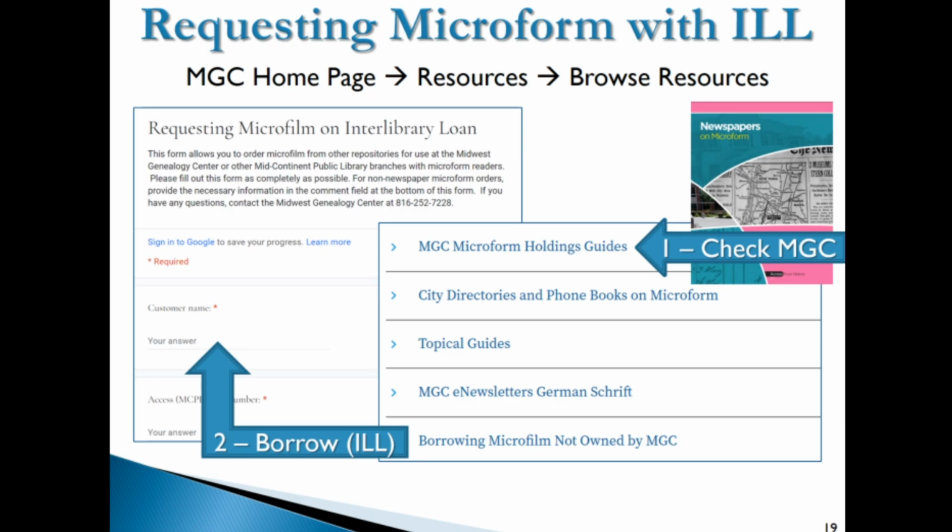Step 2. If your research requires a newspaper or other microfilm resource that is not available at your local library, your next step will be to request this resource through ILL. MGC customers, this can be done online on the same list in the section entitled Borrowing Microfilm Not Owned by MGC. Simply complete this Google Doc and click Submit to request these microfilm or fiche resources through ILL. Please fill in this form as completely as possible to expedite your request.